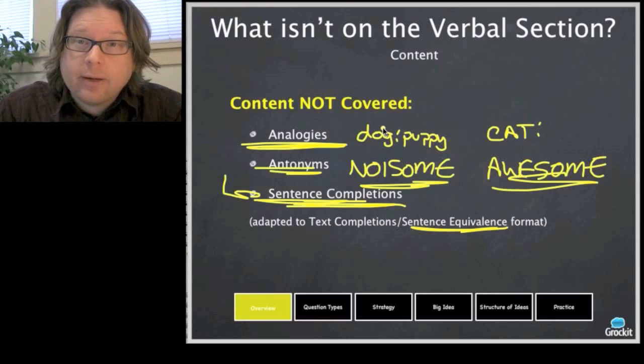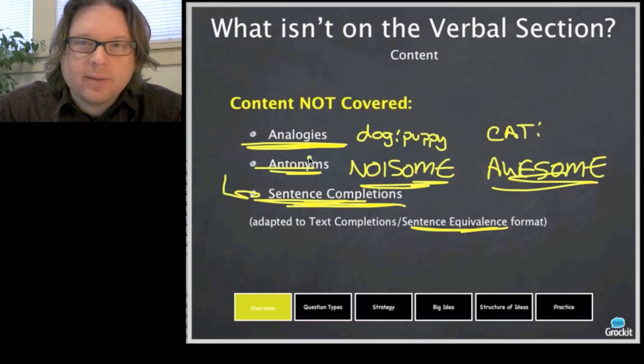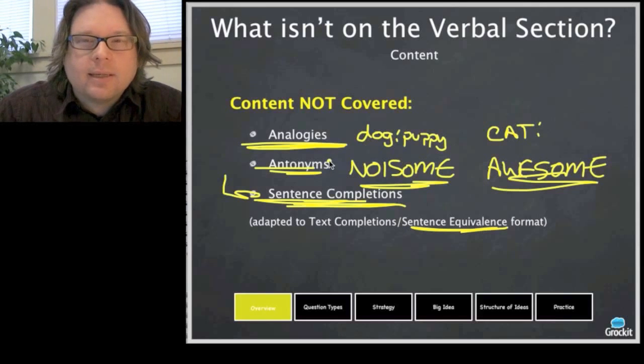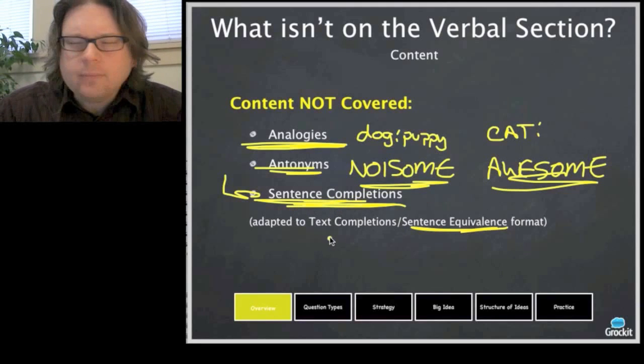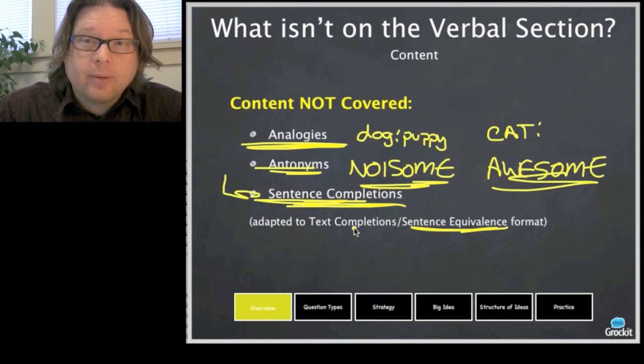This is not to say that vocabulary does not play a part on the GRE. It absolutely does. On those question types we just talked about, you could get weird words in reading comprehension. And when I say weird, I mean just less commonly used. You could get them in your text completions and sentence equivalence. So that's where vocabulary now lives, but you now have more context. As you learn your vocabulary words, and we'll talk about that, pay attention to context, because that's going to help you even more.